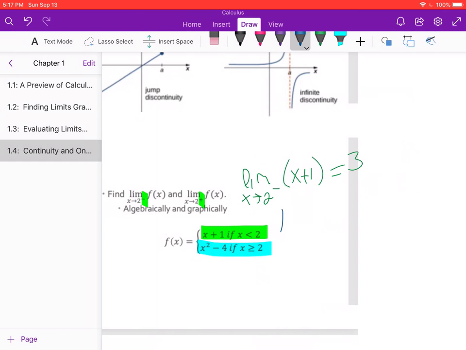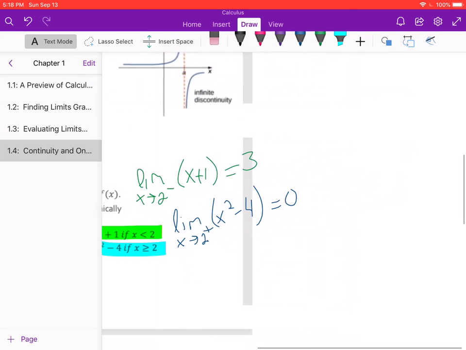From the right, we're going to use the other piece. So the limit as x approaches 2 from the right of x squared minus 4. Again, we can use direct substitution. 2 squared is 4, minus 4 is 0. Notice that the left-hand and the right-hand limit are not the same. So that means the actual limit doesn't exist.